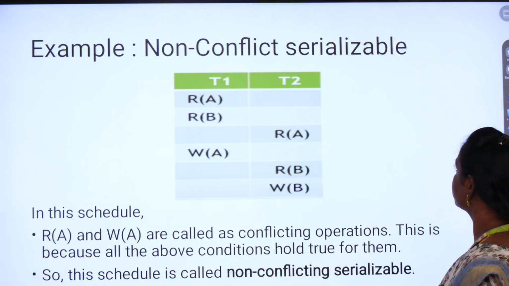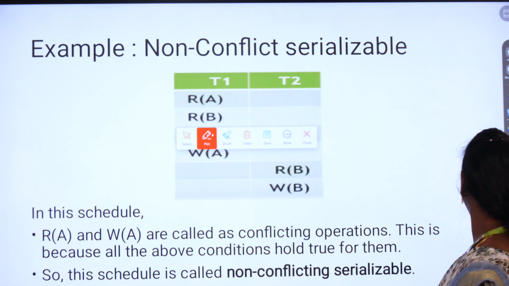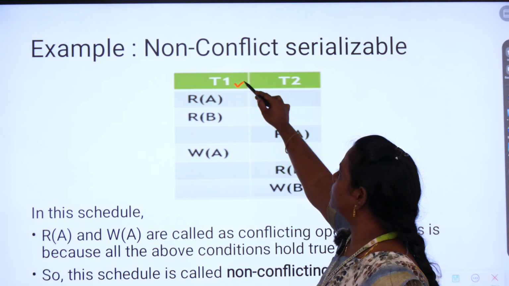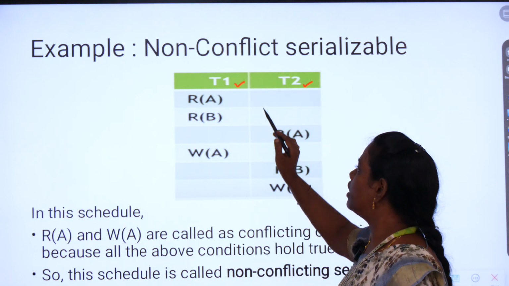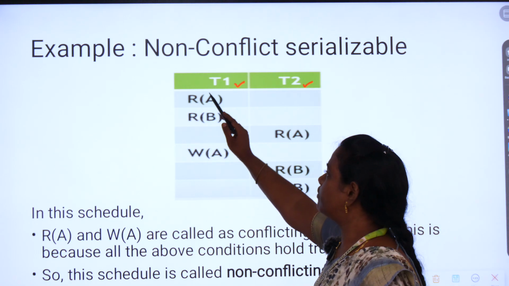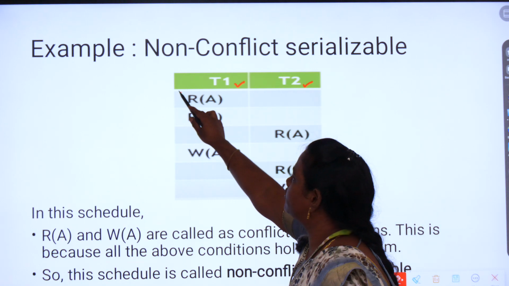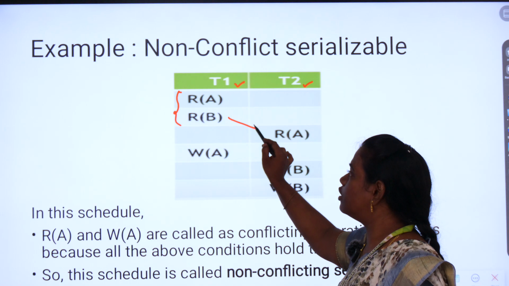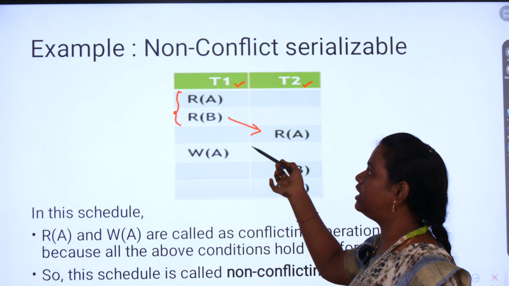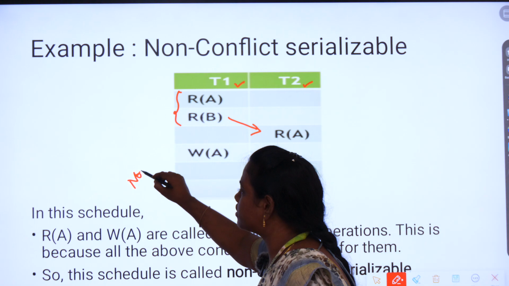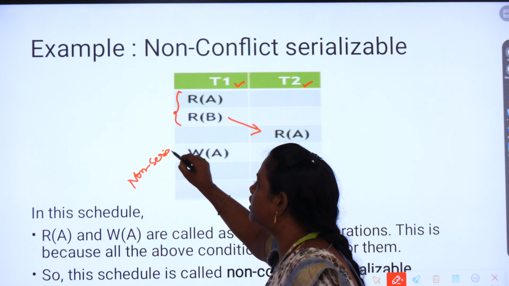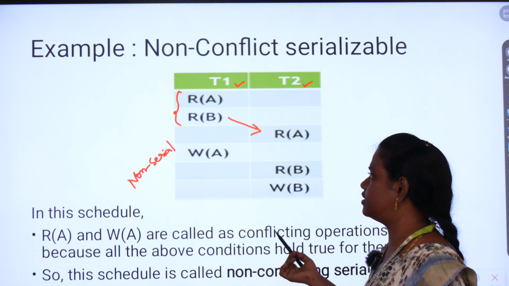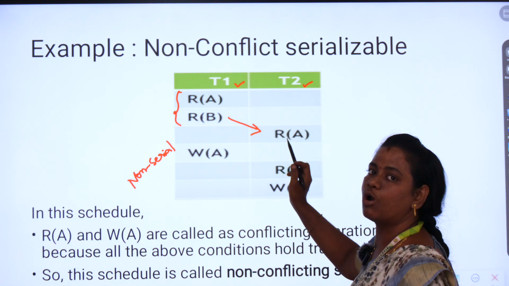This is your example for non-conflict serializable. Here T1 is transaction 1 and T2 is transaction 2. In transaction 1, we have 3 instructions. It will execute the first 2 instructions, and then the operating system will give control to transaction 2. So definitely this is a non-serial schedule example. Our aim is to convert the non-serial schedule into a serial schedule by swapping its non-conflicting operations.